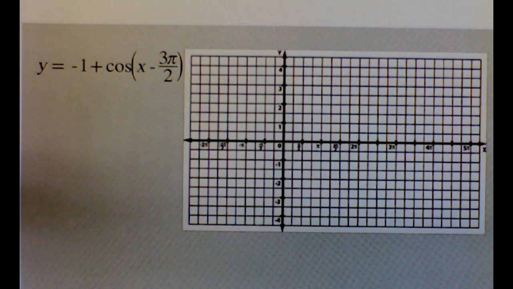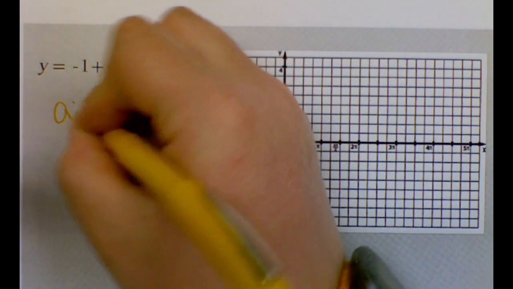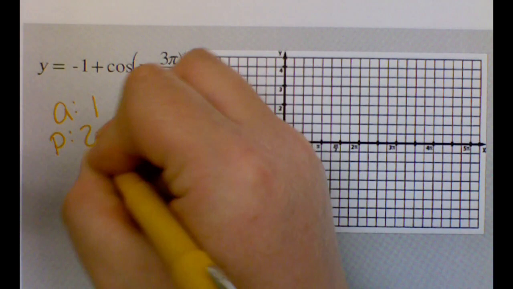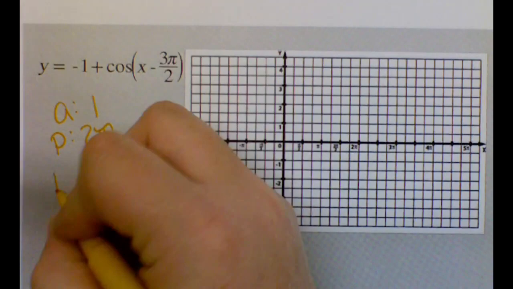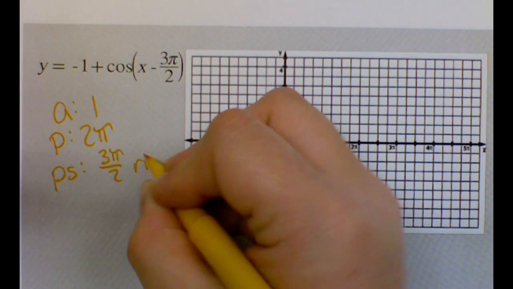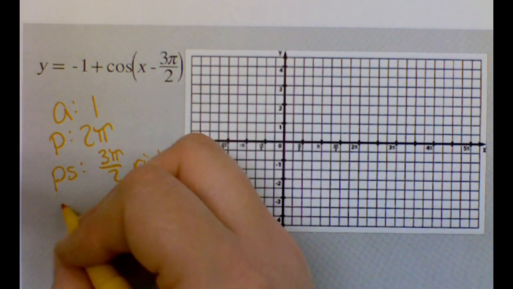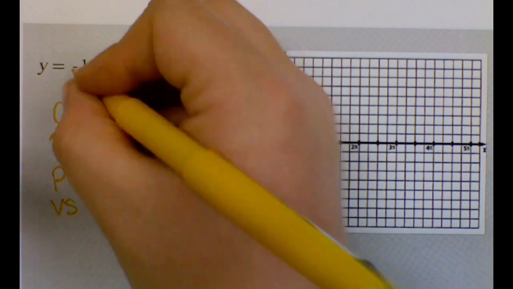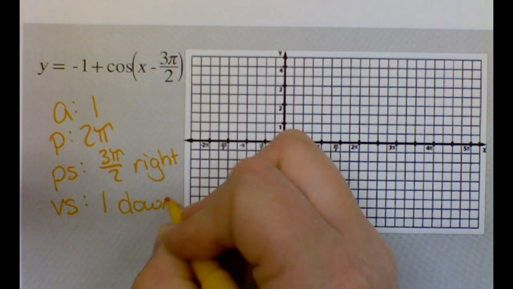All right, another one with just vertical and phase shifts. Start by saying what those changes are. Amplitude is 1, period is 2 pi, because we're not changing that in these couple examples. The phase shift is 3 pi over 2. It's got a minus, so it's right. The vertical shift is 1. It's got a minus, so it's down.